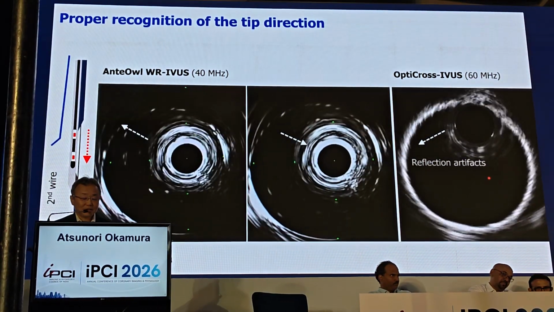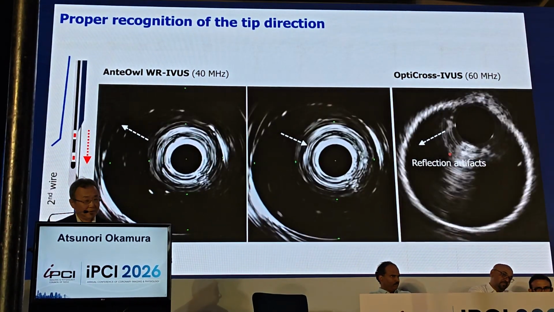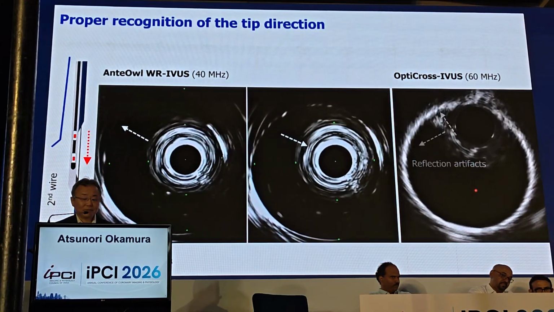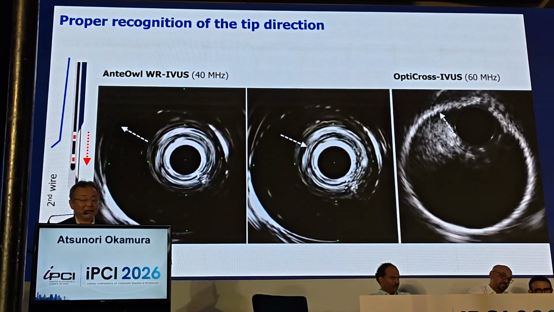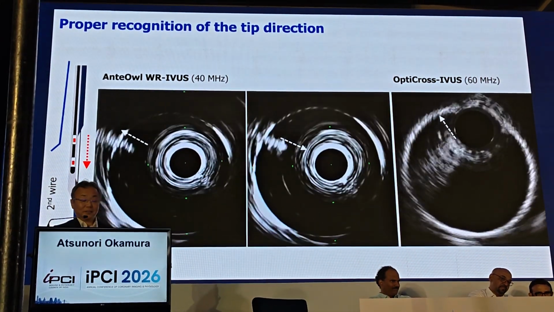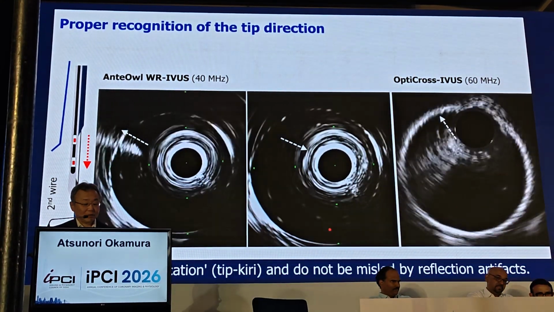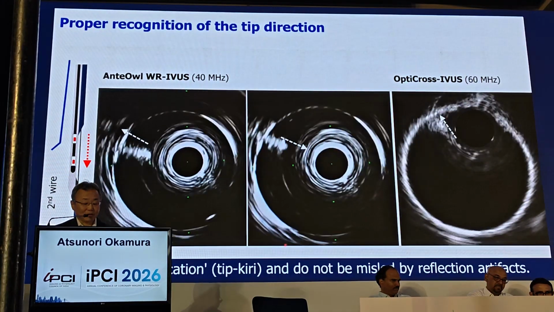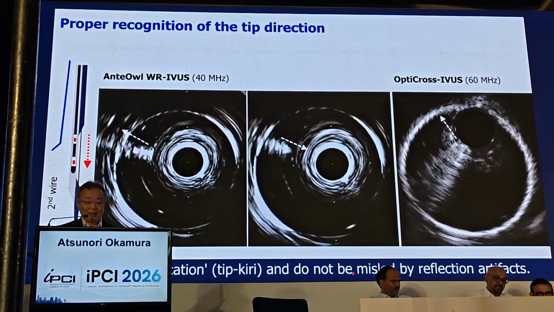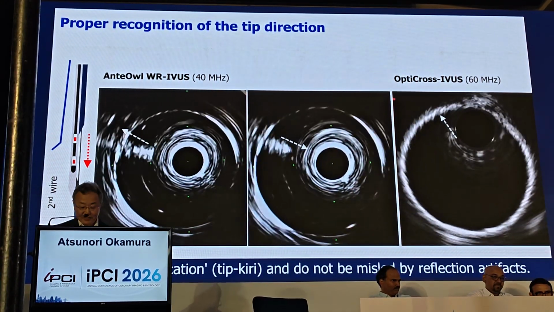No, this is a reflection artifact. The guide wire tip is directed in this direction. If you can identify this direction, you can do the tip direction method. So the tip disappearance, and also don't be misled by the reflection artifact. That's very important.